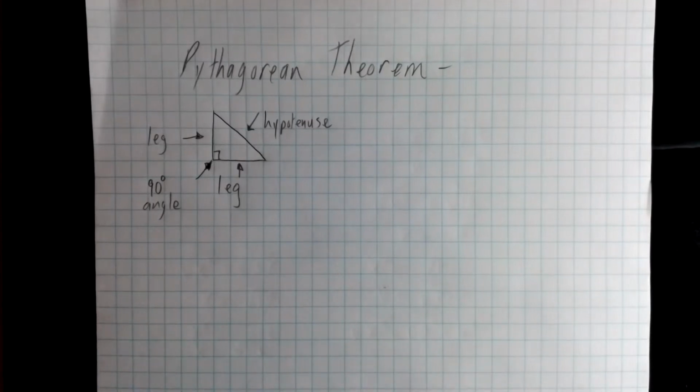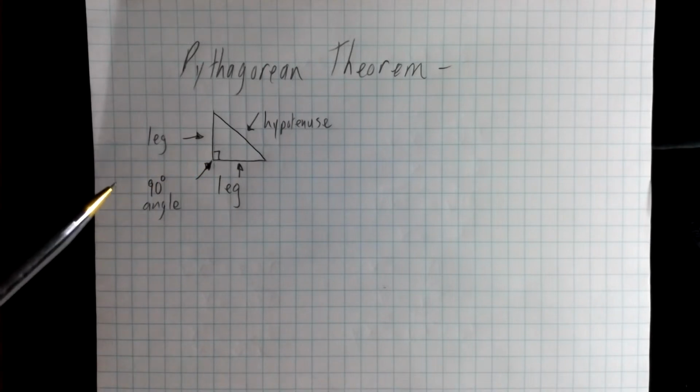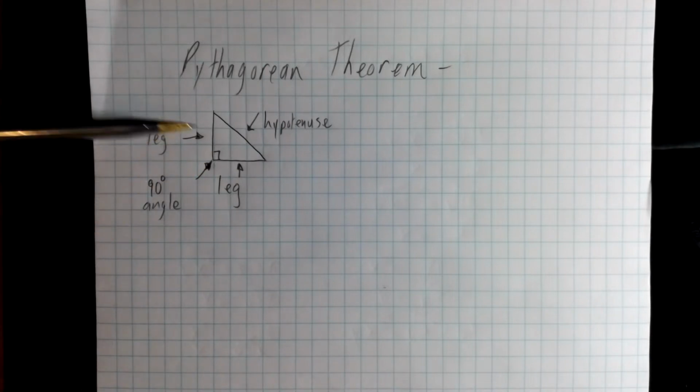All right, class. Here we are going to talk about the Pythagorean theorem. The Pythagorean theorem only applies to a triangle that has a 90-degree angle in it. We call this a right triangle. A right triangle has two legs and a hypotenuse.